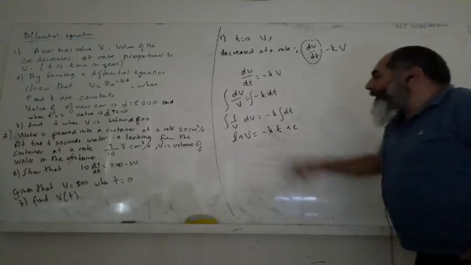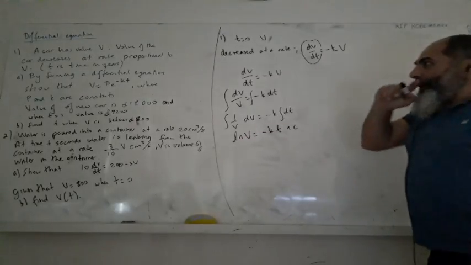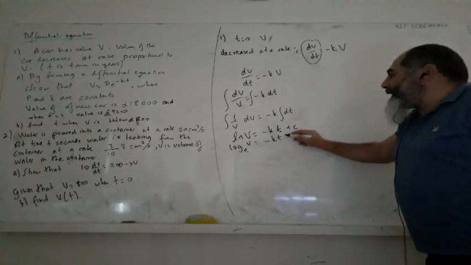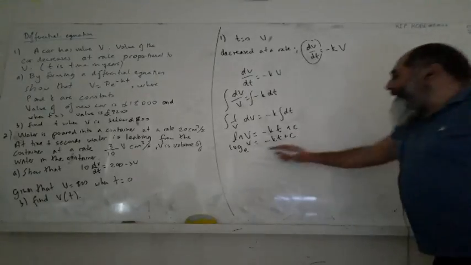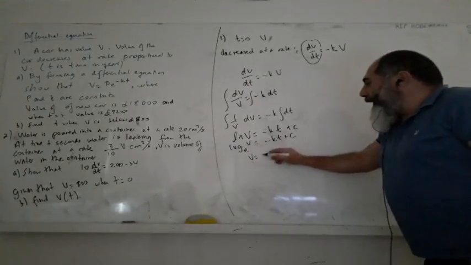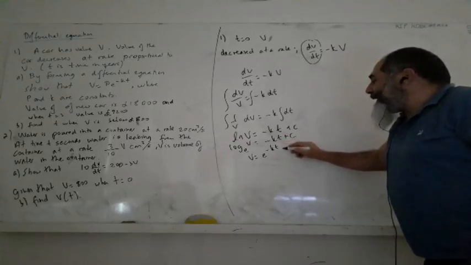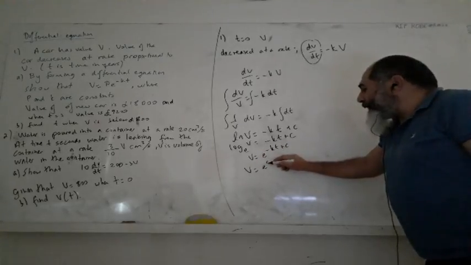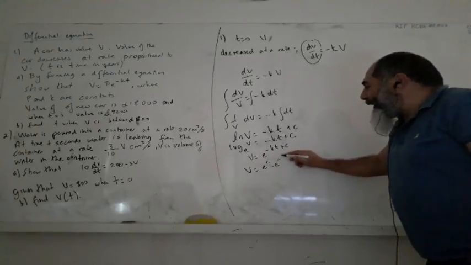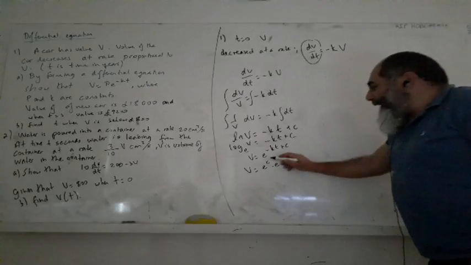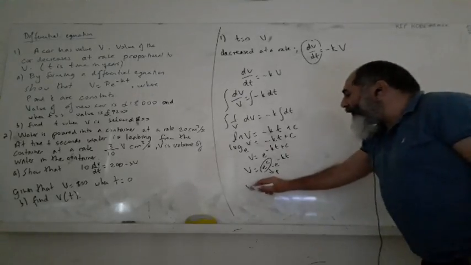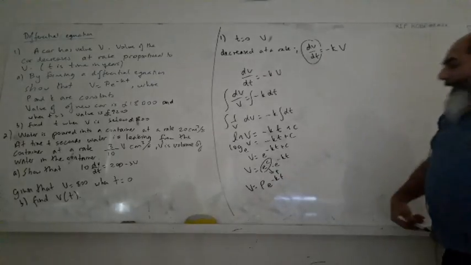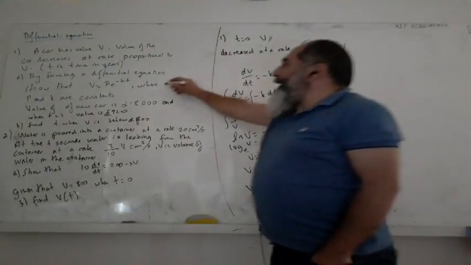Instead of ln V, I am going to write logarithm of V to base e, equal to minus kt plus c, and V is equal to e to the power of minus kt plus c. We can separate that into e to the power of c times e to the power of minus kt, and say that e to the power of c is equal to p. So V is equal to p times e to the power of minus kt. So that's the answer for car part A.